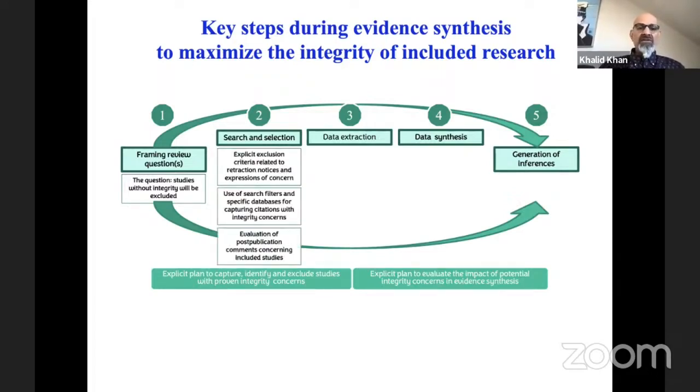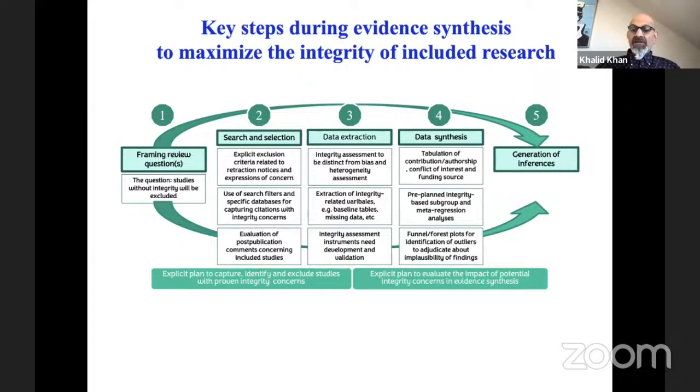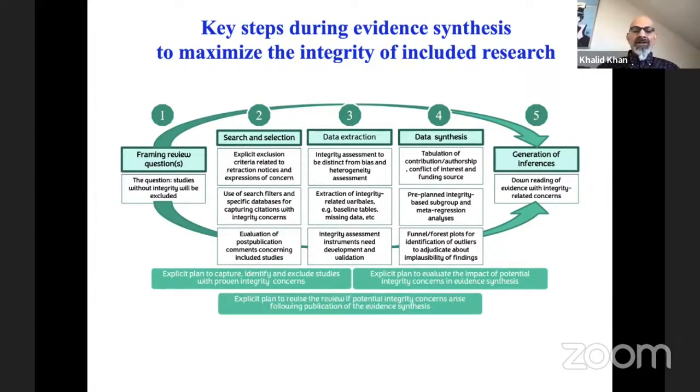Your search and selection strategy, which is step two of a systematic review, could specifically look for whether expression of concern exists about trials. The data extraction stage could involve collecting data that you can use for integrity assessment of the trials included. And your data synthesis can undertake pre-planned integrity-based subgroup analysis on the same lines that I presented concerning analysis of study quality. And finally, when you undertake grading, evidence should be downgraded if there are integrity concerns. And beware that following publication, if included trials are then subsequently shown to have some integrity flaws, then you should be prepared to issue updates of systematic reviews in light of new integrity concerns identified post-publication.